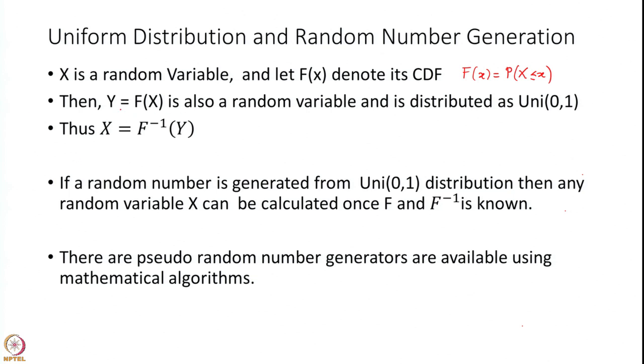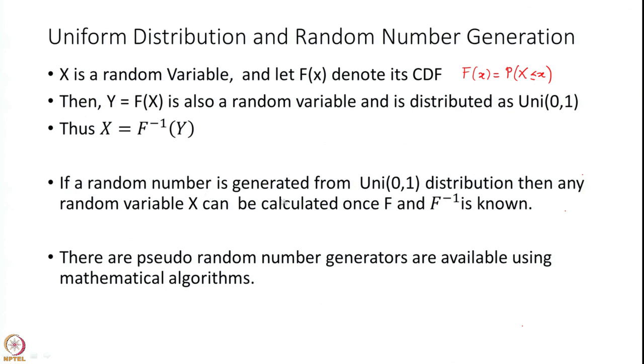In that case, if we look at this F of x, the CDF itself, as a function of the random variable x, then y is equal to F of x, this is also a random variable, and this random variable is distributed as uniform 0, 1. This can be proved. We are not going to cover the proof here, but it can be proved that the CDF of any random variable x can itself be considered as a random variable distributed uniformly between 0 and 1, and therefore we can have x equal to F inverse of y.